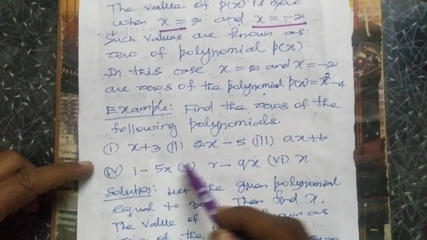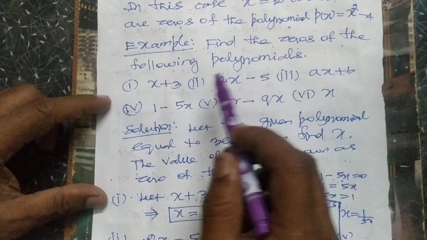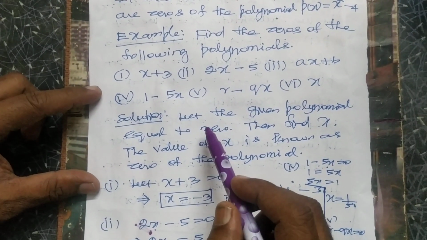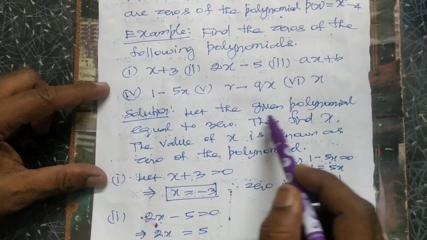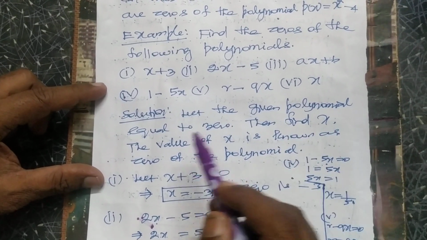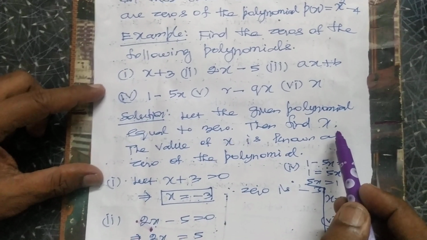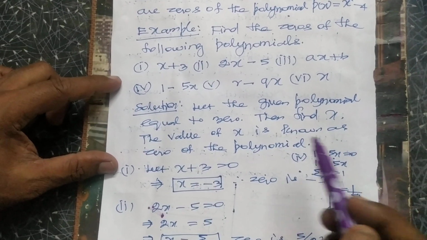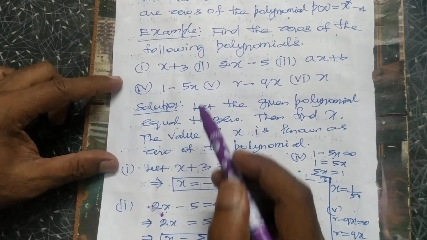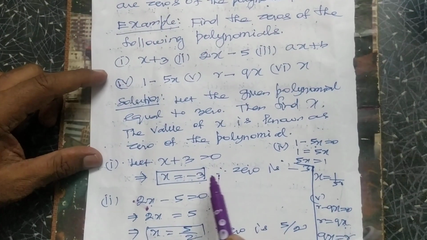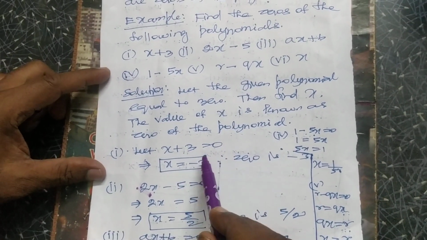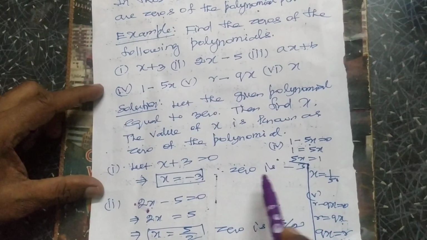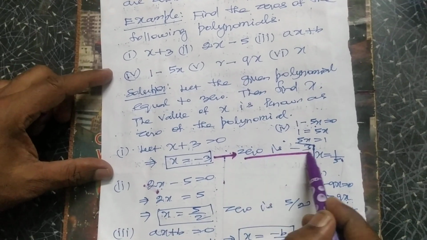Now let us see some questions. Find the zeros of the following polynomials. What is the working rule? First, let the given polynomial equal 0. Then find the value of x from the given polynomial. The value of x is known as the zero of the polynomial. The polynomial is given as x + 3. x + 3 = 0. Then bring 3 to the RHS, therefore -3. Minus 3 is the zero. Therefore the zero is -3.